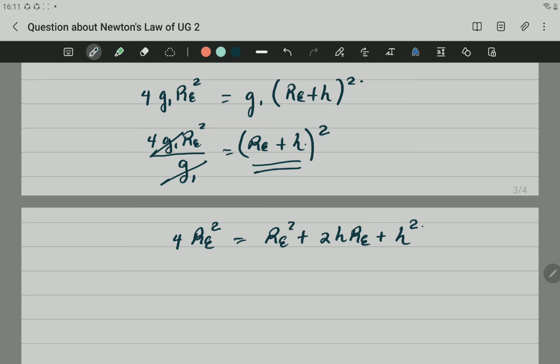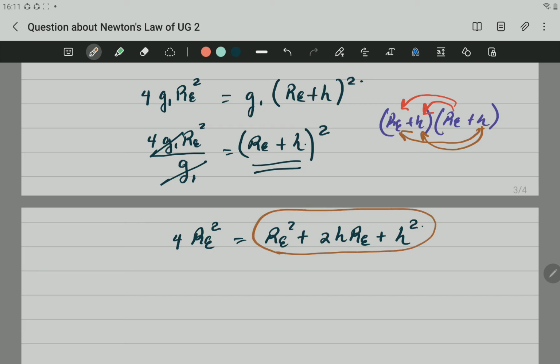Okay, the other way you can do, if you don't remember how to do that one, you can say re plus h multiplied by re plus h. And remember, you have to multiply this times each of them and this times each of them. And then you will get this one as the solution, okay? After you do that product, all right? But you can do it later.